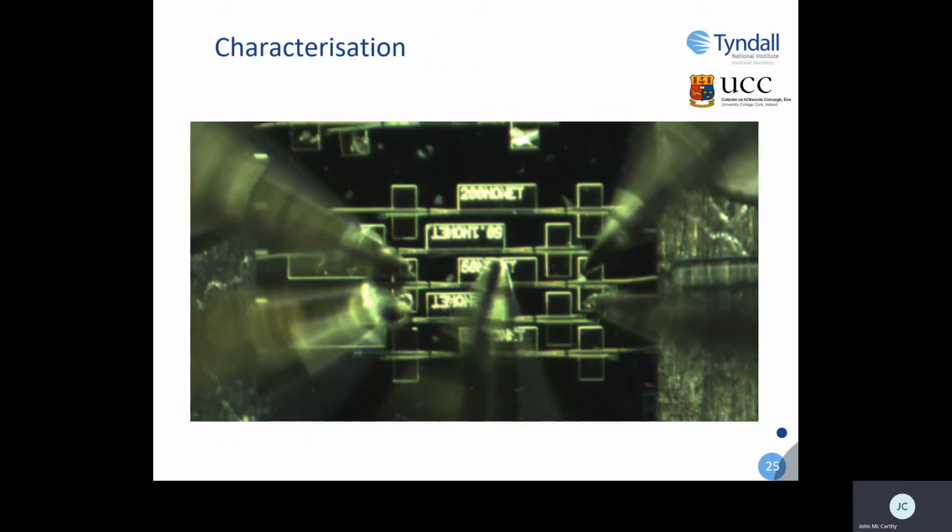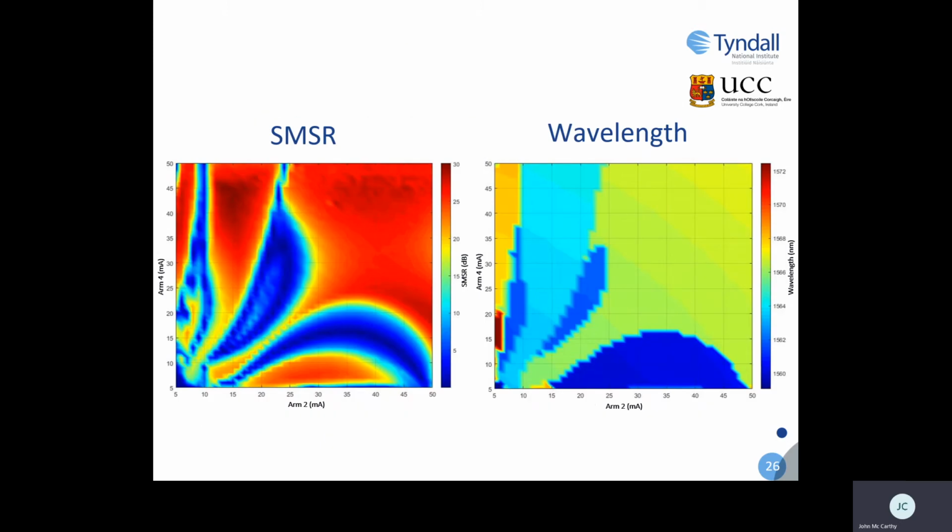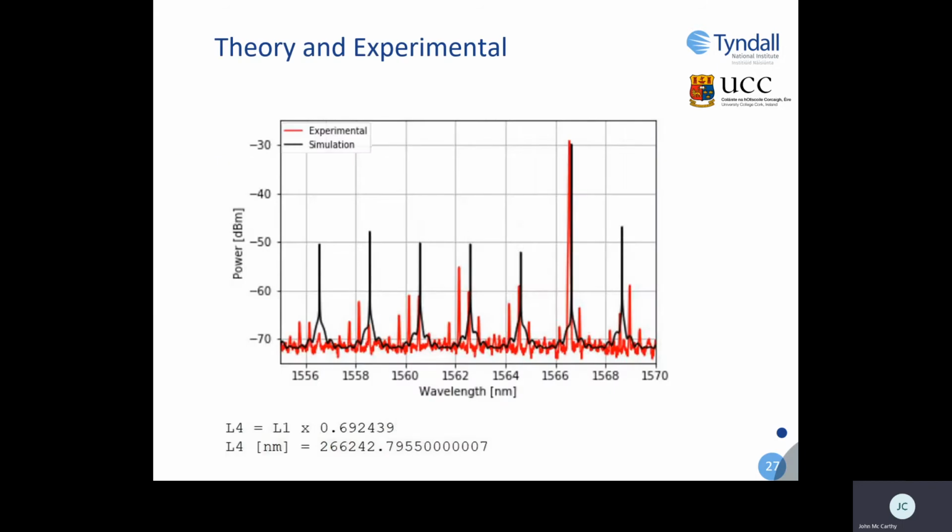So again, we test this experimentally by probing it as so. And here is the measured side mode suppression ratio and wavelengths of the device. Now, we attained a side mode suppression ratio of 30 decibels, which isn't as good as the slotted Fabry Perot. However, we attained this by just varying the device from 5 milliamps to 50 milliamps, and across both arm 2 and arm 4. And we also achieved significant mode hopping, attaining 4 or 5 different wavelengths. Here again is just the simulated spectra plotted against the experimental, and as you can see, there is good agreement between the two.